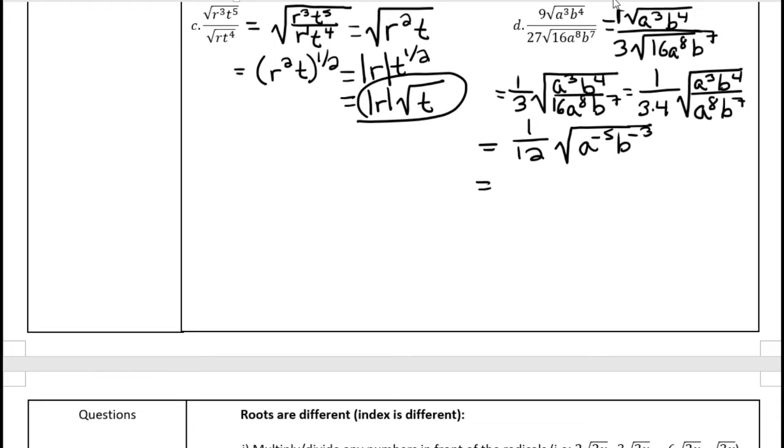Again, when you have a negative exponent, that means you flip it. So if it's in the numerator, then you flip it to the denominator. If it's in the denominator, flip it to the numerator. So I'm going to do that real quick. So I'm going to flip both of these to the denominator.